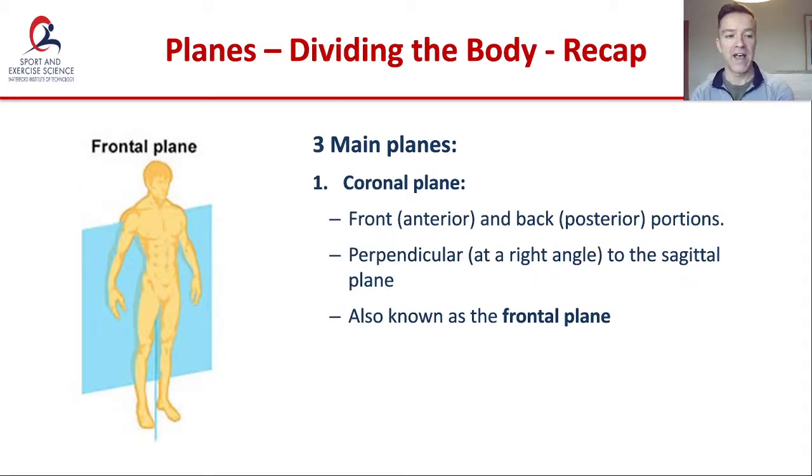We also have the second of the 3 main planes, which is the frontal or the coronal plane. Same thing, 2 names for the same plane. It divides the body into front and back, or more specifically, anterior and posterior portions. The frontal or coronal plane runs perpendicular to the sagittal plane, so it's at a right angle to the sagittal plane, and it allows us to describe things that are either anterior or posterior, to the front or to the back.